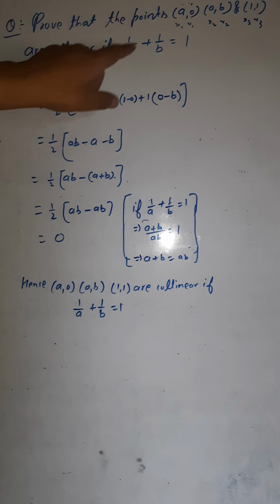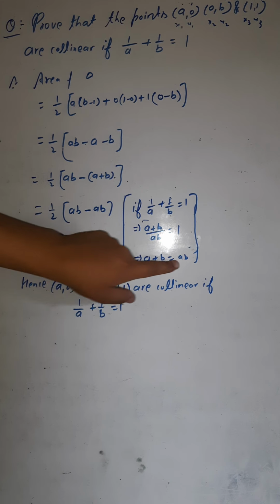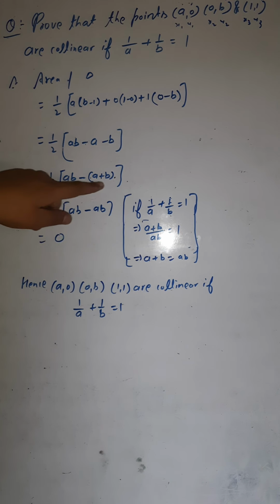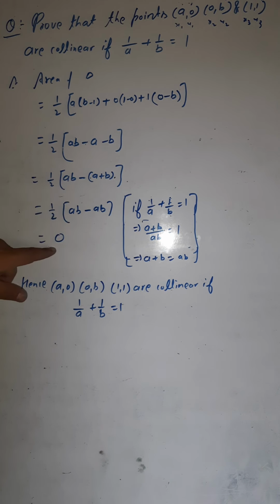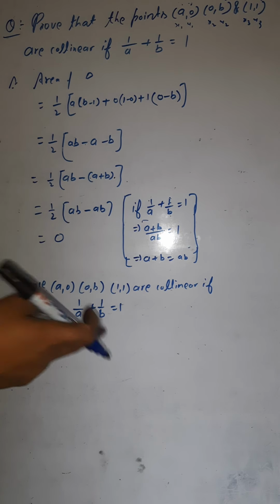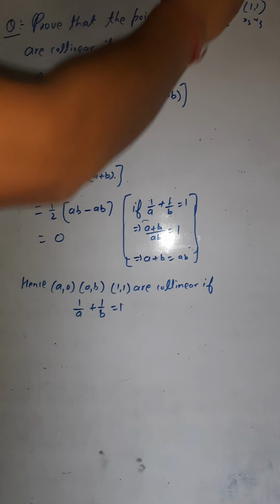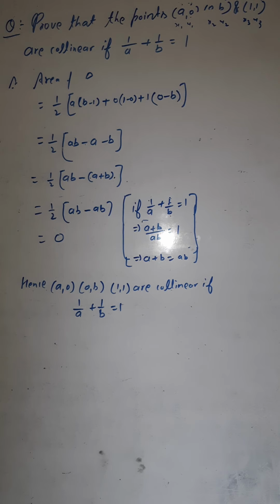if 1 by a plus 1 by b equals 1. If 1 by a plus 1 by b equals 1, it implies a plus b equals ab. So this value of a plus b equals ab, I would put here. So the answer would become 0. Then you can say yes, these given points are collinear because the area is coming out to be 0. But if a plus b is not equal to ab, then the area would not be equal to 0. Then in that case these points are not collinear.